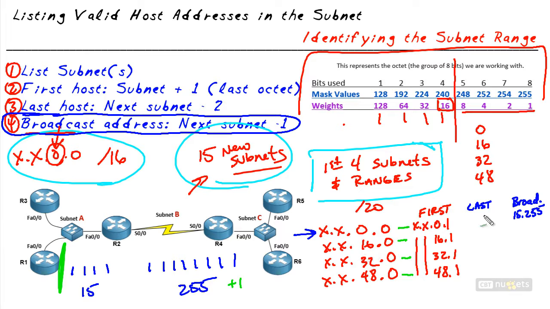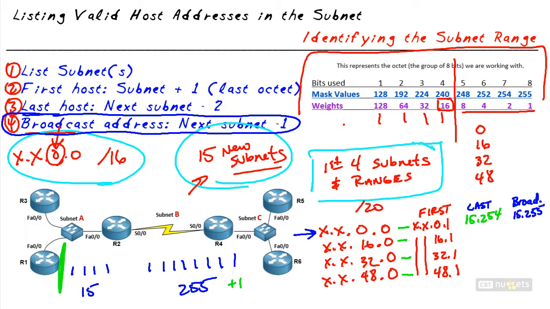So the next question is, okay, what's the last valid host on the 0 subnet? Well, it's the next subnet -2. So if the broadcast is 15.255, this last IP address is going to be 15.254. So our range of valid IP addresses on the 0 subnet is going to be whatever those first 2 octets are, 0.1, through whatever those first 2 octets are, 15.254, with a broadcast address of 15.255.